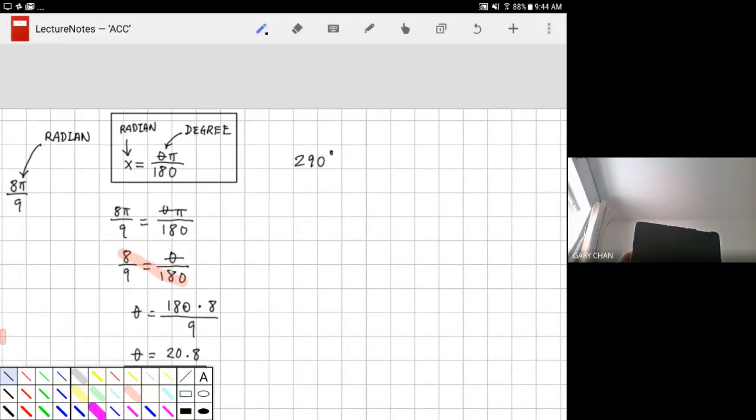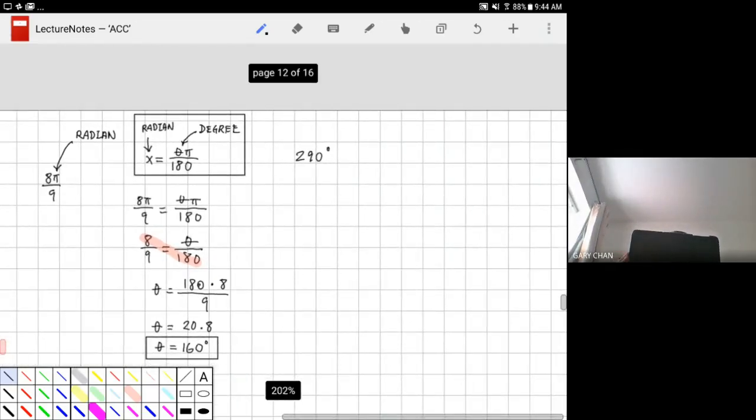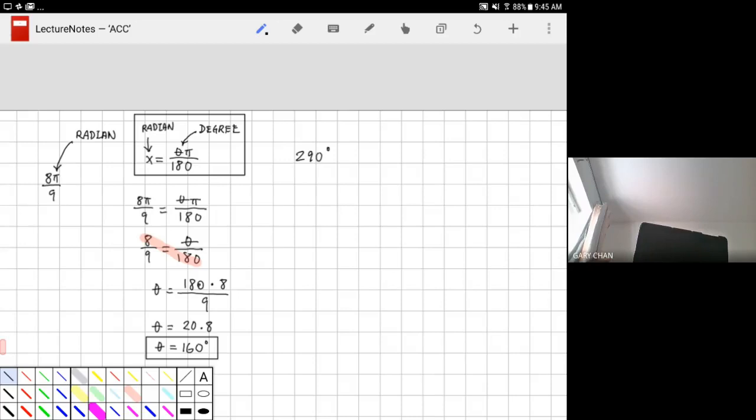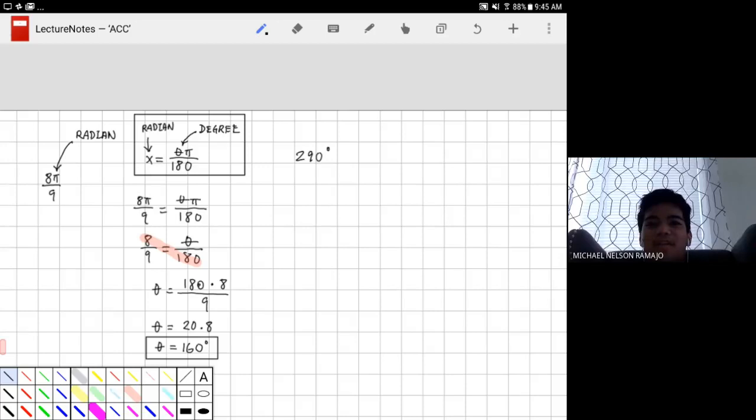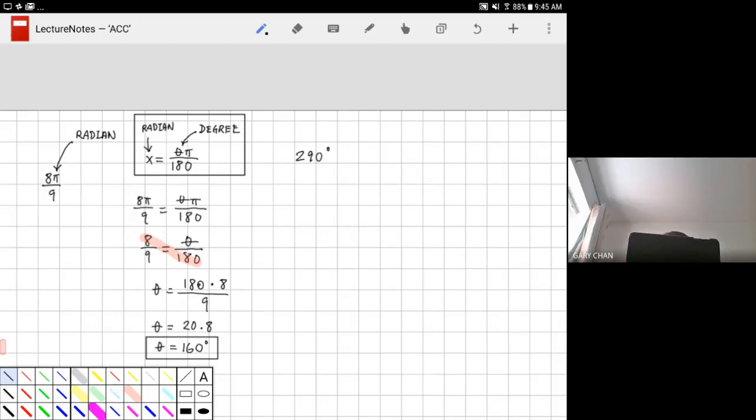Kian, 290 degrees. Am I going to substitute that in for theta, or am I going to substitute that in for x? Kian, are you there? He's here, but muted. Michael, what do you think? Is it theta, since it's degrees? That's right. We're going to substitute that in for theta. So x will equal 290 pi over 180.